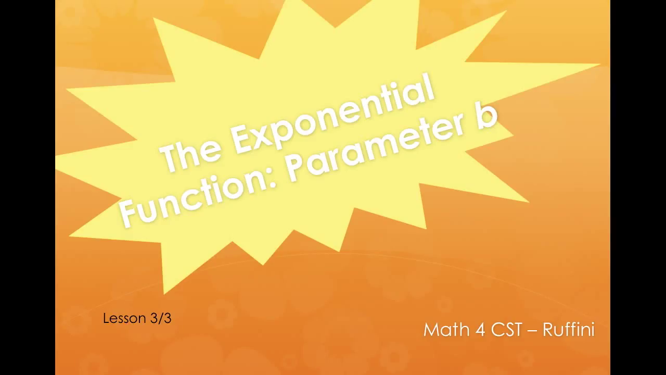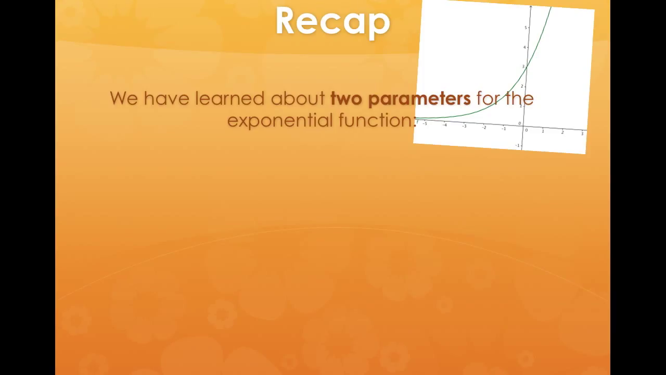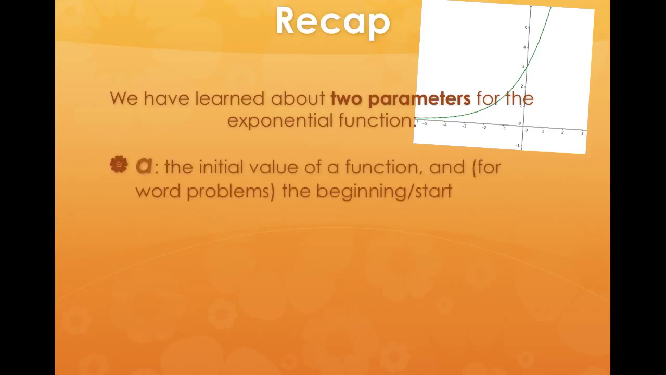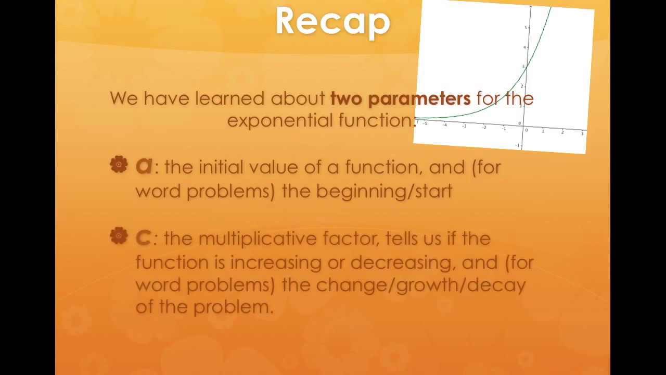This is the last lesson on the exponential function. We are going to talk about the final parameter, b. So just to recap of what we've done so far, we have learned about two parameters for the exponential function. One of them is a and one of them is c. A is the initial value of a function, and for word problems, it's where the problem begins. It's the start. It is where the function crosses the y-axis.